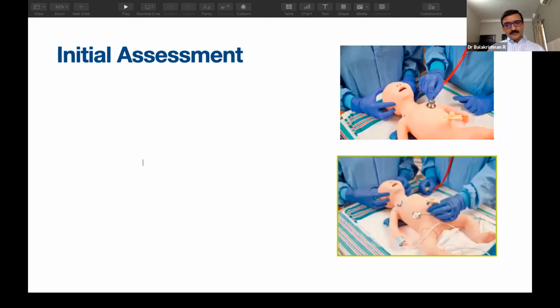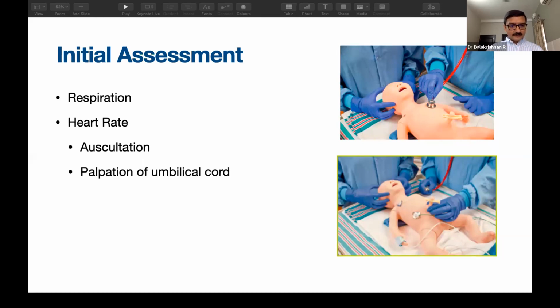So once we are done with initial steps, we have to go ahead with initial assessment. We look at the baby's respiration, look whether the baby is breathing or gasping. And we listen to the heart rate. Auscultation is one of the most sensitive ways of assessing the heart rate, wherein we auscultate for about 6 seconds, count the beats for 6 seconds and multiply by 10 in order to get the beats per minute. Palpation of the umbilical cord can be done, but it is less sensitive compared to auscultation.